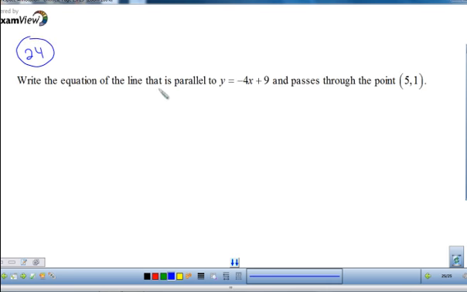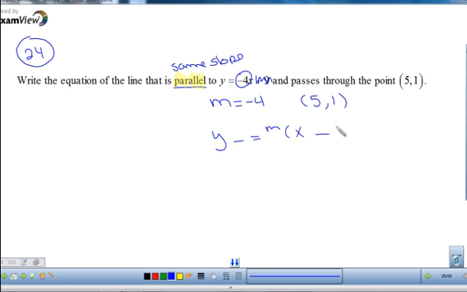Okay, write the equation of a line that is parallel to y equals negative 4x plus 9 and passes through the point. Since it's parallel, remember we don't need that. We just need our slope. Means the same slope. So we have a slope of negative 4 and it passes through the point 5, 1. So when we're given a point and the slope, we always have to use point slope form.